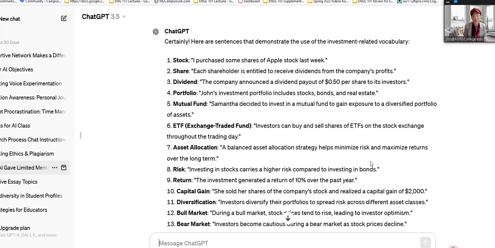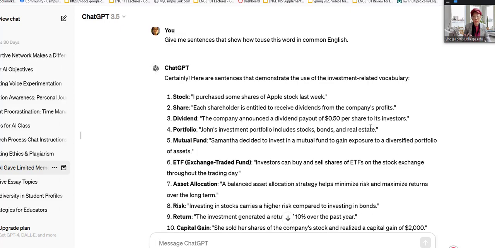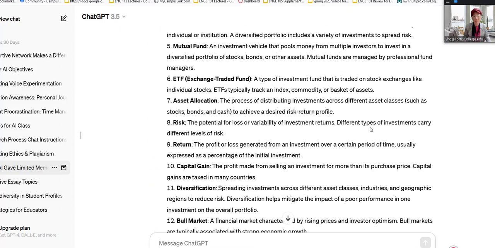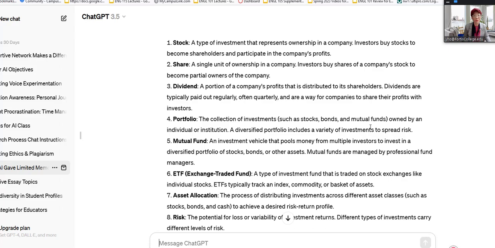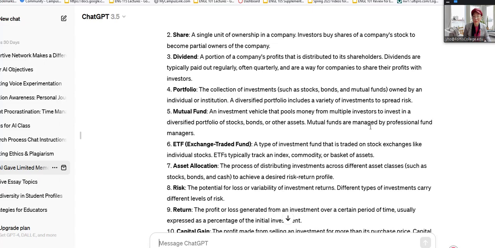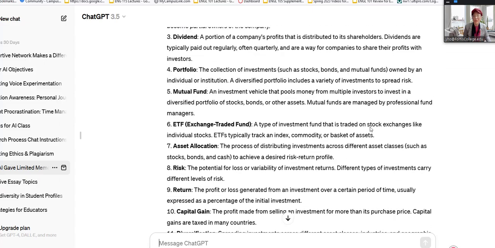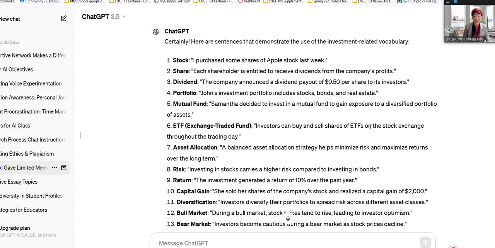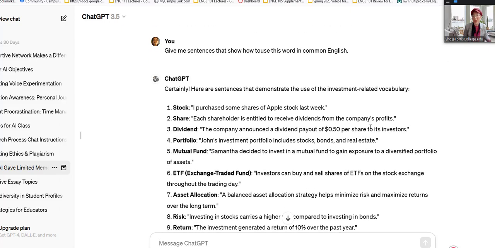Investors can buy and sell shares on the stock exchange throughout the entire trading day. So basically, you get to learn how to use the words. You get to create your own customized vocabulary list. And right now, I'm currently reading a book called Investment for Dummies. And so for me, this would be a customized vocabulary list that I can use to help me with my reading comprehension. Then, if I want to know how I would use these words after I learn the meaning of them, how would I then use the words in everyday language?